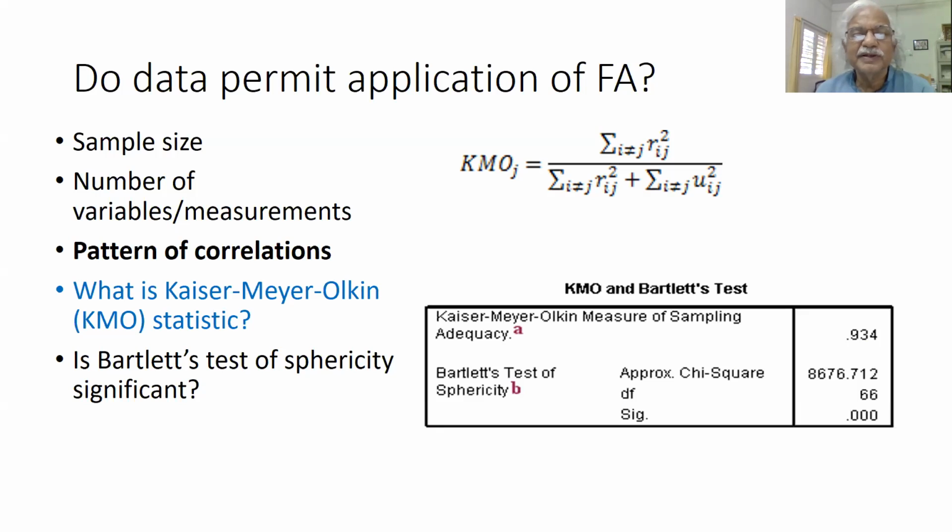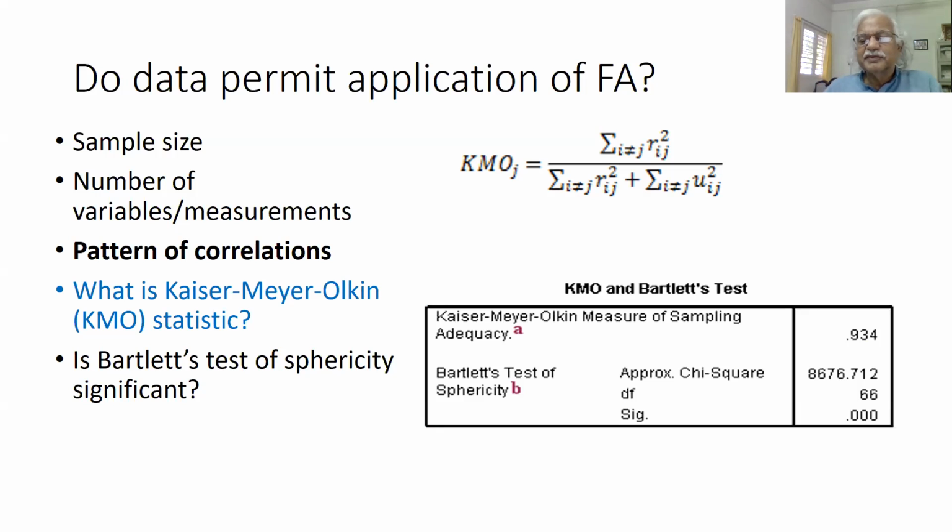Now, if this KMO is less than 0.5, then it means that data are not suitable for application of factor analysis. If KMO is more than 0.8, then it's very good. So in KMO and in Bartlett's test of sphericity, we are testing that the correlation should be widely diffused and there should be some correlation, that the correlation matrix is not an identity matrix.